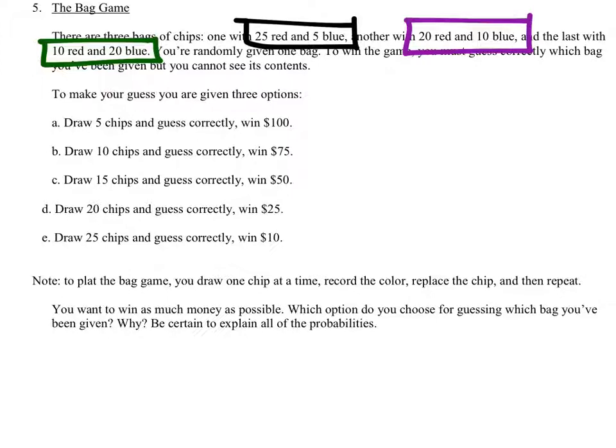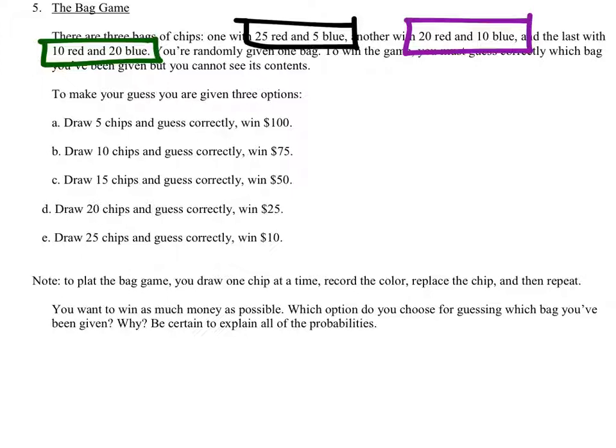For example, to make your guess, you're given 5 options. A, you can either draw 5 chips out of the bag, and if you guess correctly, you win $100. If you get it wrong, you get $0. If you want to draw 10 chips, you get 75, 15 for 50, 20 for 25, and 25 for 10. So this all depends on if you feel like you're understanding this probability stuff, really.